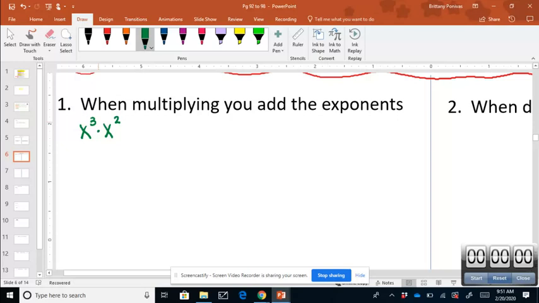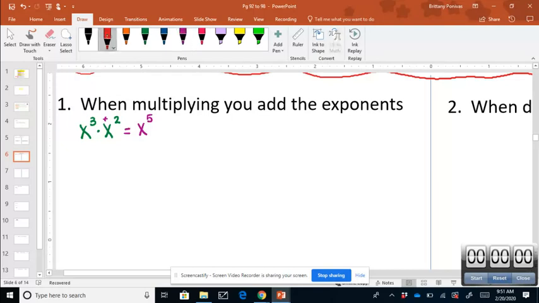So the rule, like we've talked about before, is you just add your exponents. So if you remember the rule, you just do 3 plus 2. So your final answer is x to the 5th power. We've already talked about this.